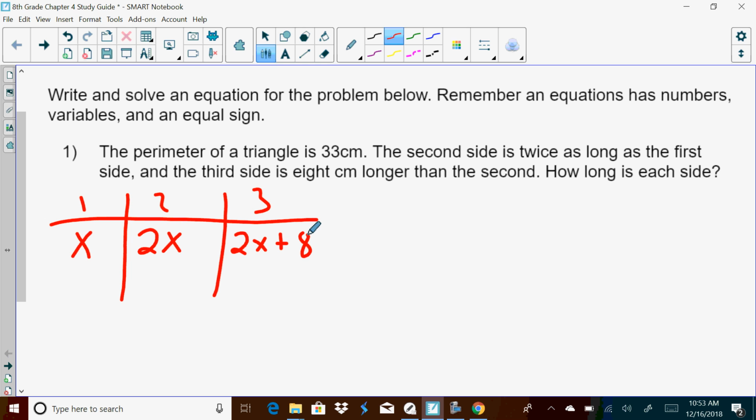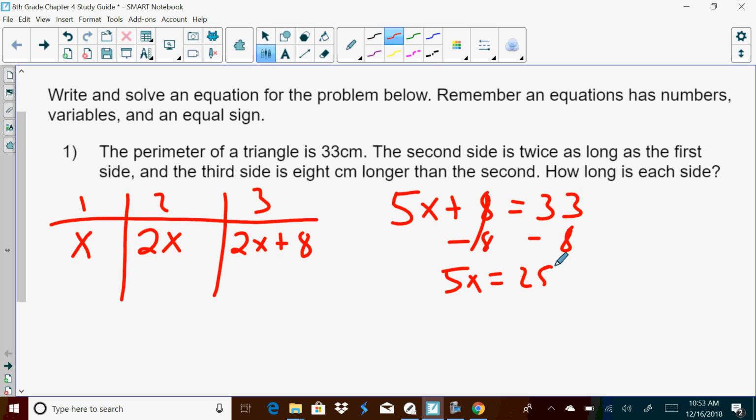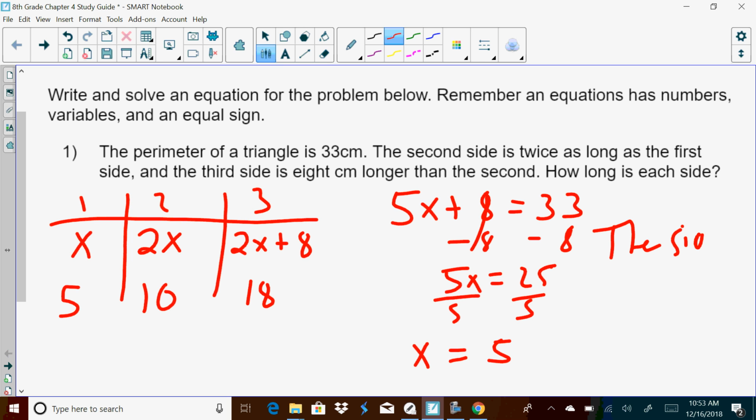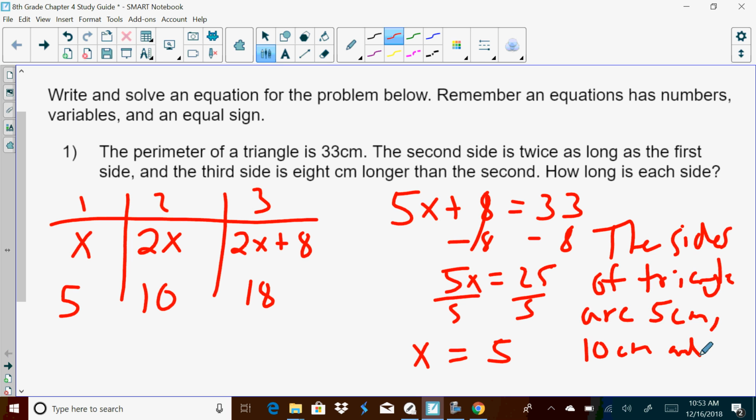So then I'd write my equation. I combine like terms. I end up having a 5x plus 8 equals 33, and then I solve. Divide both sides by 5. I get x equals 5. So I know the first side is 5. 5 times 2 is 10. 10 plus 8 is 18. So then in a complete sentence, I say the sides of the triangle are 5 centimeters, 10 centimeters, and 18 centimeters.